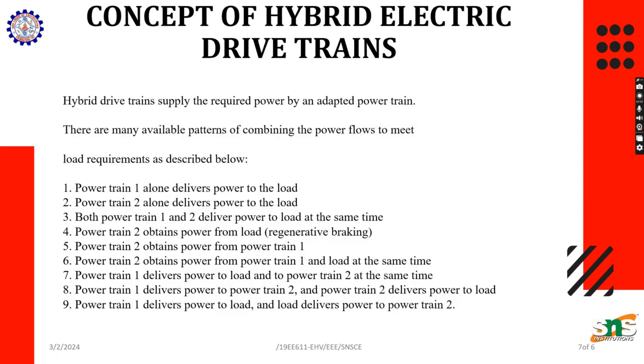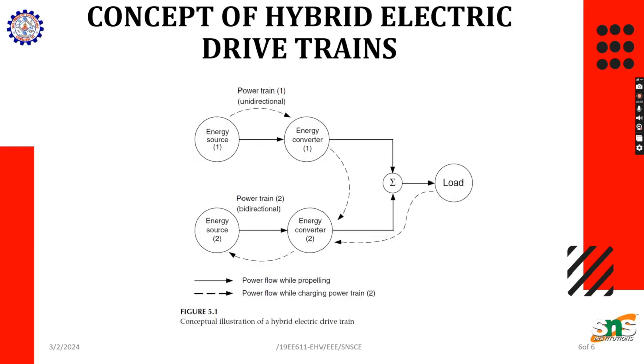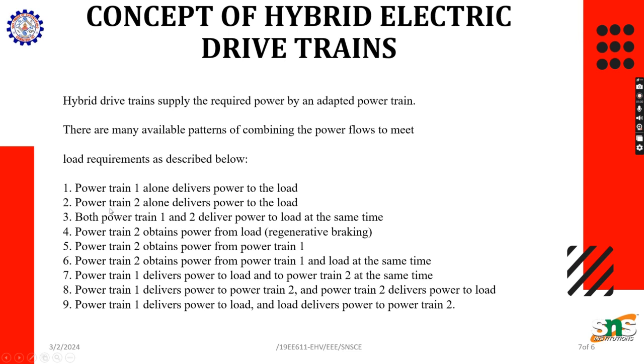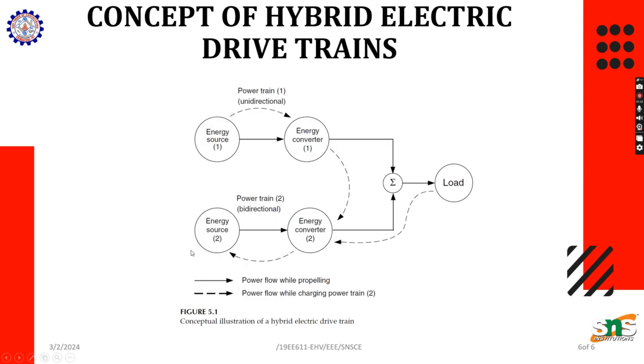The detailed description of this drivetrain is as follows. The hybrid drivetrain supplies the required power by an adaptive powertrain. There are many available patterns of combining the power flow to meet the load requirements, as described below. Either powertrain 1 alone delivers the power, that is, energy source 1, energy converter 1, and the load, or powertrain 2 alone drives the load: energy source 2, energy converter 2, summation, and the load.